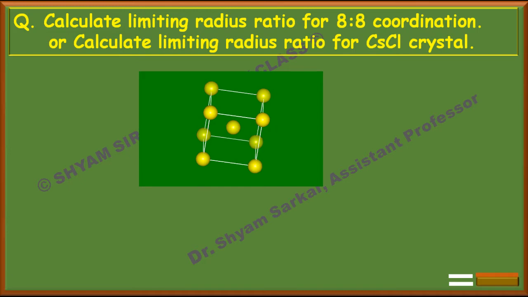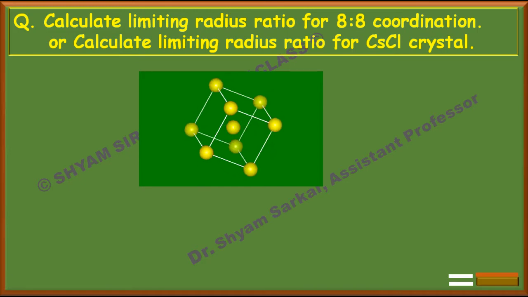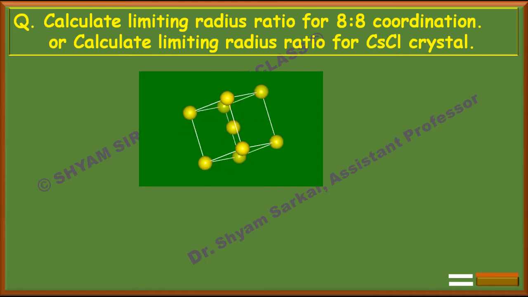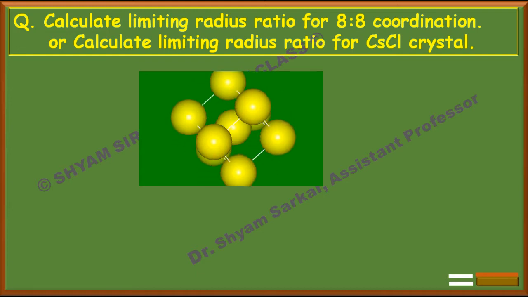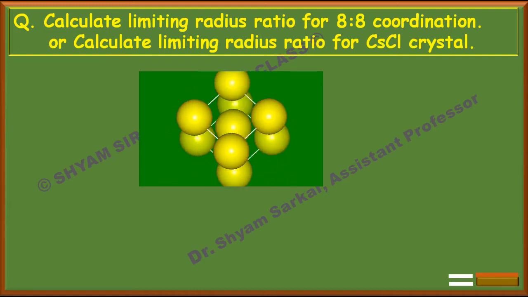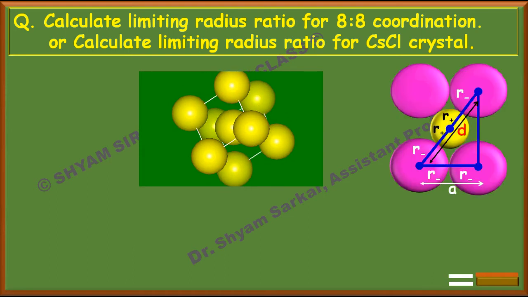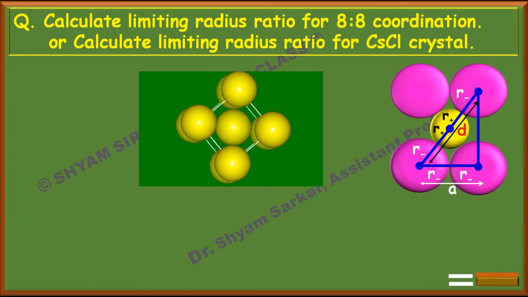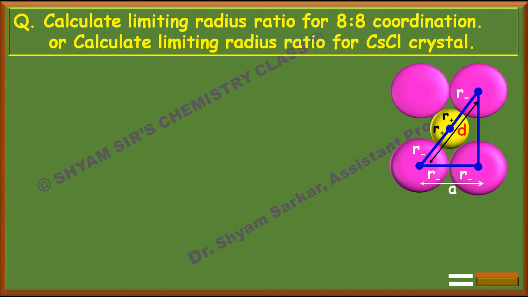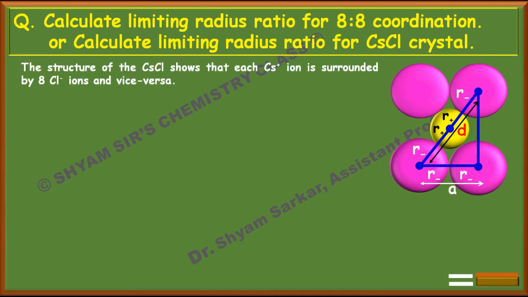Okay, so if you see this three-dimensional structure of cesium chloride, now if you see from the top, we can simplify this system for our calculation in this way. So this is the representation which we will use for the calculation. See here, the structure of cesium chloride shows that each cesium ion is surrounded by 8 Cl- ions, and vice versa. That means each Cl- is also surrounded by 8 cesium ions.